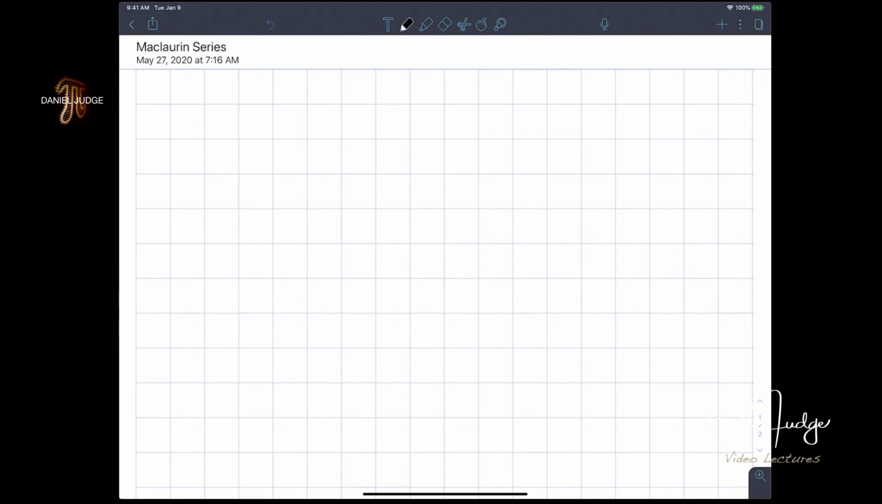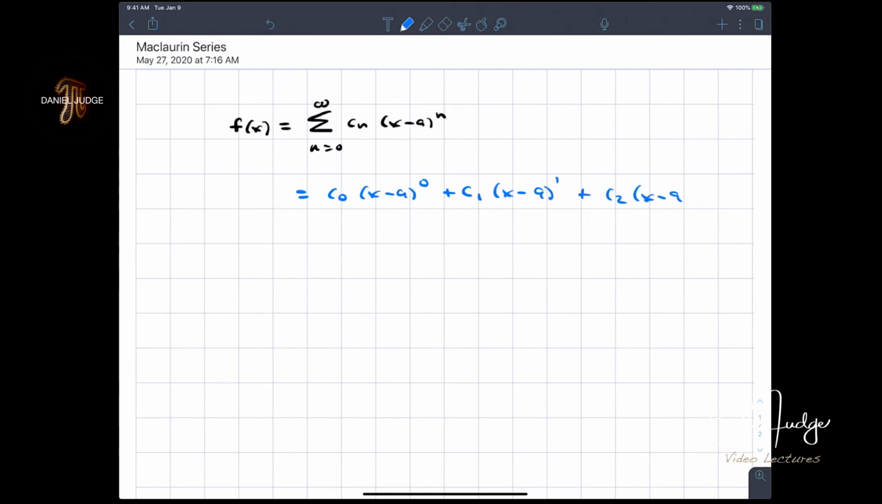It looks like this. If a function can be represented as a power series, we say f of x equals the sum of Cn times (x minus a) to the n. This is the definition of a power series. That gives you C naught (x minus a) to the 0, plus C1 (x minus a) to the first power, plus C2 (x minus a) to the second power, and this goes on forever. So here's the expansion.